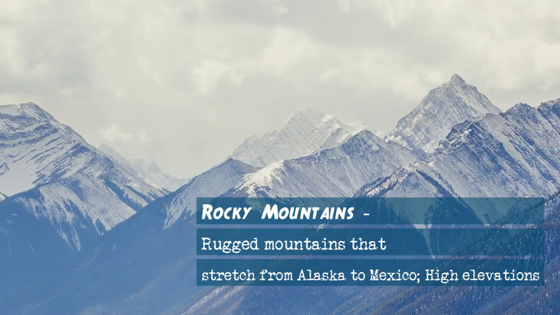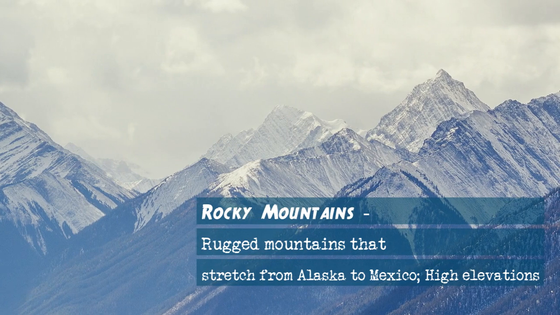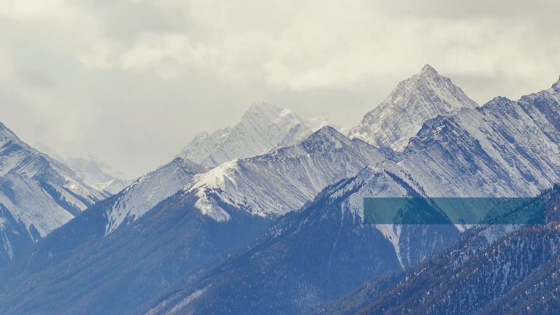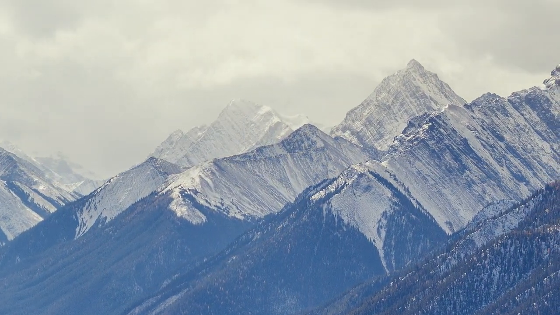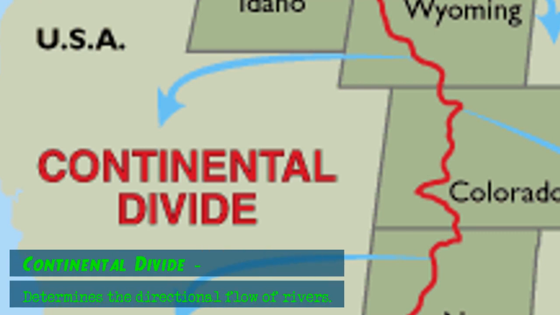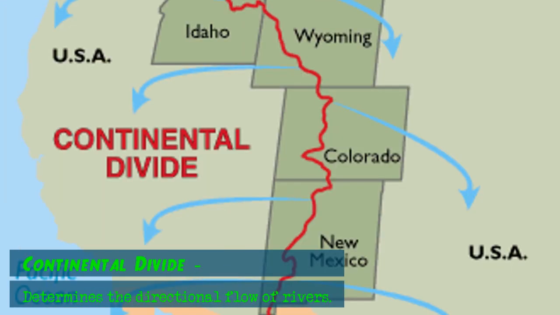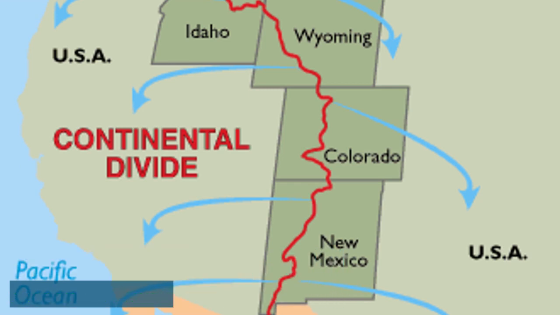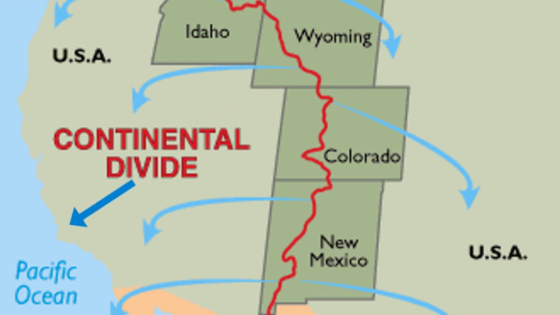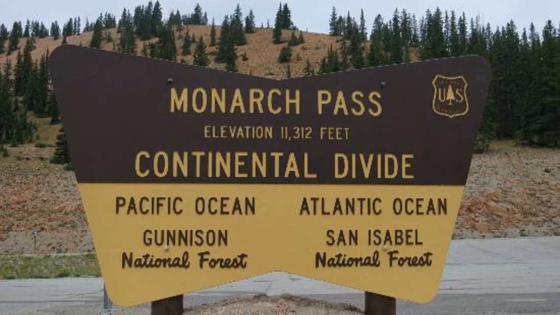Oh, one more thing. The Rocky Mountains are so elevated, high up, that they contain something called the Continental Divide. The Continental Divide divides or splits the direction that water flows. All water to the west of the Continental Divide flows into the Pacific Ocean, and all the water to the east of the Continental Divide flows eventually into the Atlantic Ocean.